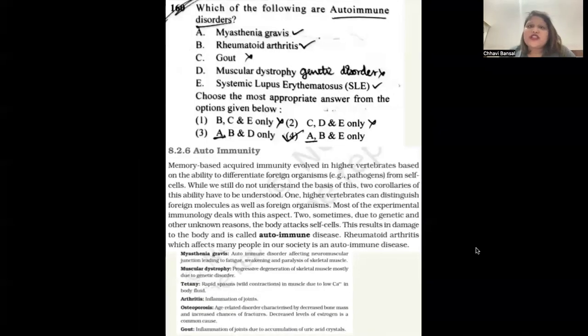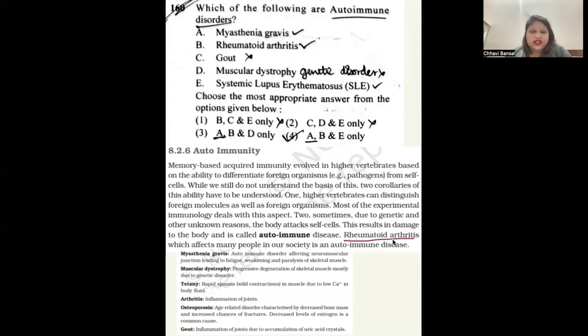Now, the question is about autoimmune disorder. What is autoimmune disorder? See, our body is quite able to identify what is self and what is foreign, right? But sometimes our body gets confused due to some reasons and it starts attacking its own cells. In that case, the disease or the damage that occurs to the body is called autoimmune disorder. Fine. So now see, the example given is rheumatoid arthritis.